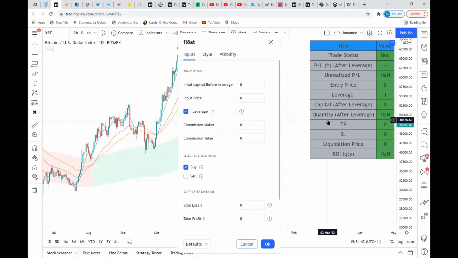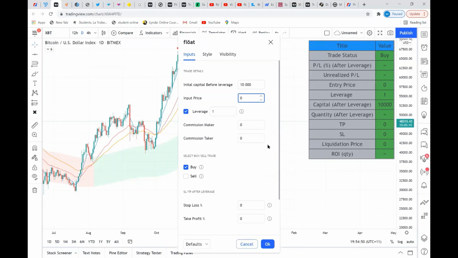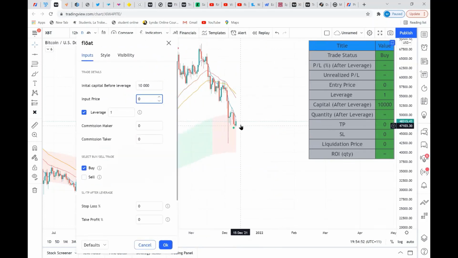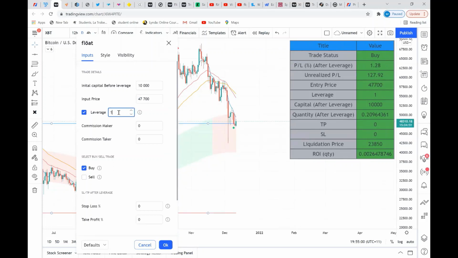So let's open up Float. Let's say we wanted to put $10,000 of initial capital in. The price that we entered was back here off the green diamond at 47,700. We were in a 5x trade with a stop loss of 10%.